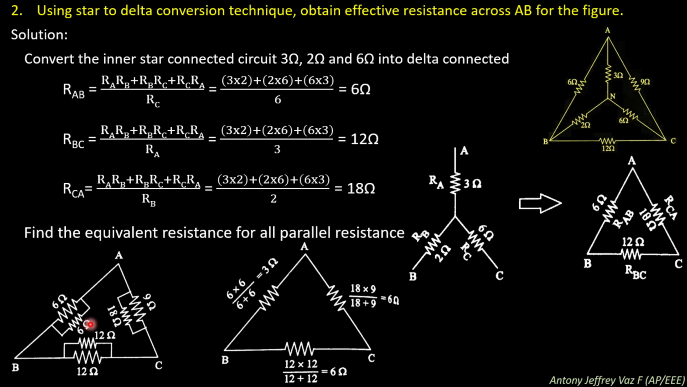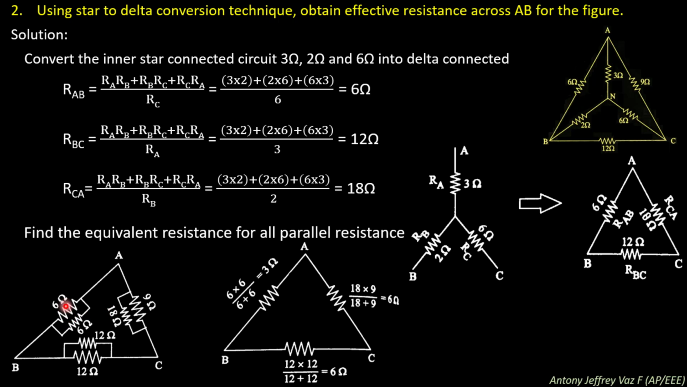Next, this resistance 6 ohm, 18 ohms and 12 ohms. This resistance comes from this delta. Here it is 6 ohm, 18 ohms and 12 ohms. Comes from this delta, and this delta comes from the star. Okay, this inner star is converted into delta, and the delta parameter resistances are connected in the outer delta like this.